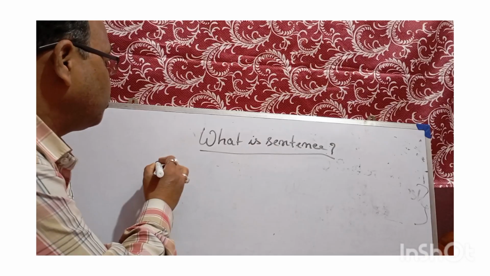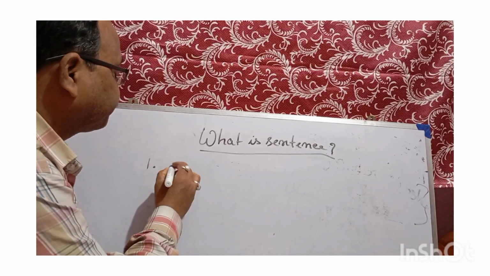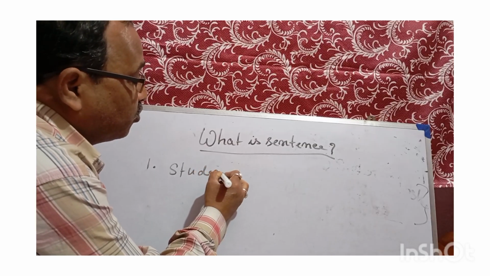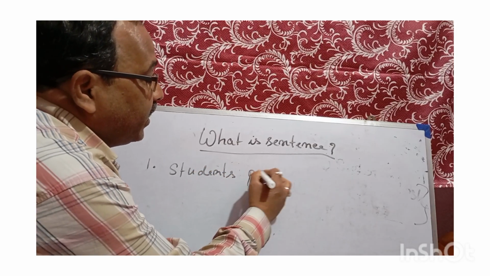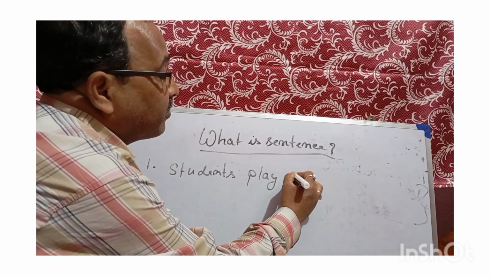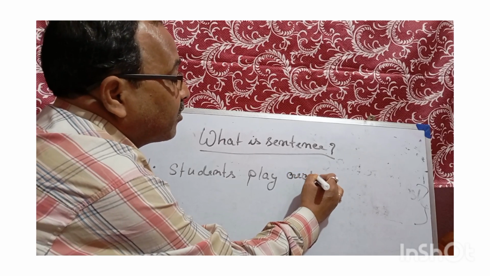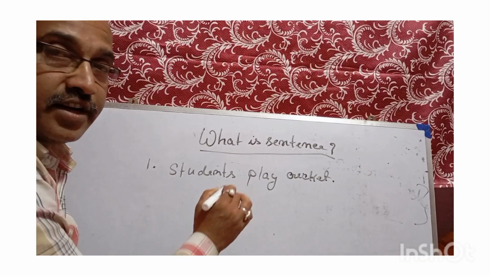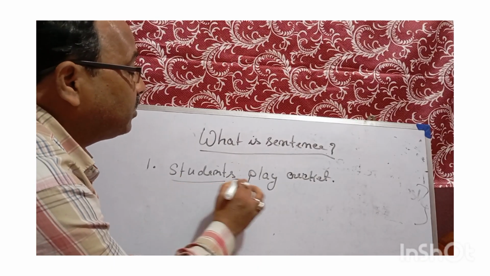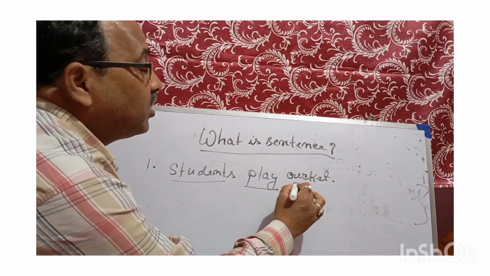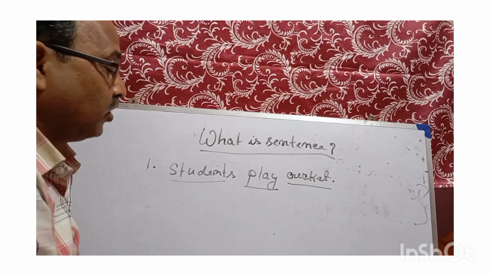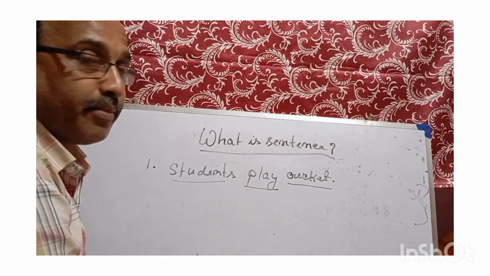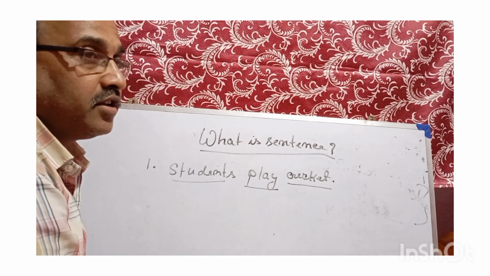Suppose, number one: Students play cricket. This is a sentence because students is a word, play is a word, cricket is also a word. So these words are placed side by side and it is expressing a complete meaning. So this is called a sentence.